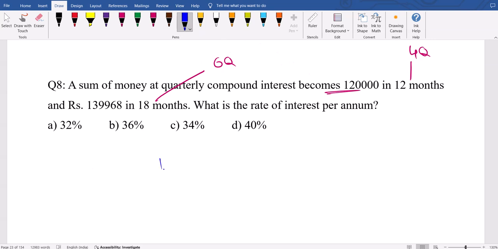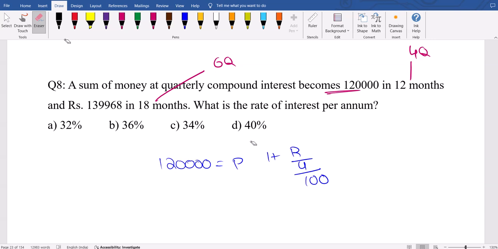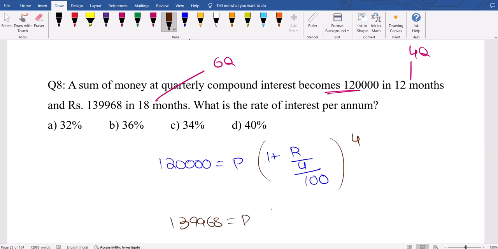Now what you have to do? 1,20,000 is nothing but principal into 1 plus R by 400, that is R by 4 divided by 100. Why, sir? Quarterly rate of interest will be divided by 4. Here, what rate of interest we'll get? We should divide by 4, that whole power 4. Whereas this is 1,39,968, P into 1 plus R by 4 divided by 100 whole power 6.